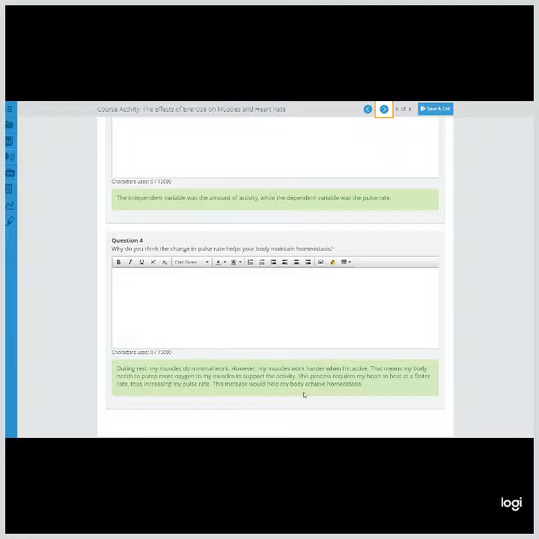You can definitely read the sample answer and then add to it, elaborate, explain what you think, how your body has to maintain homeostasis. If you were running really hard and your body was not increasing the heart rate and you weren't breathing harder, what would happen to your muscles? Would they collapse? Would they cramp? What would happen?